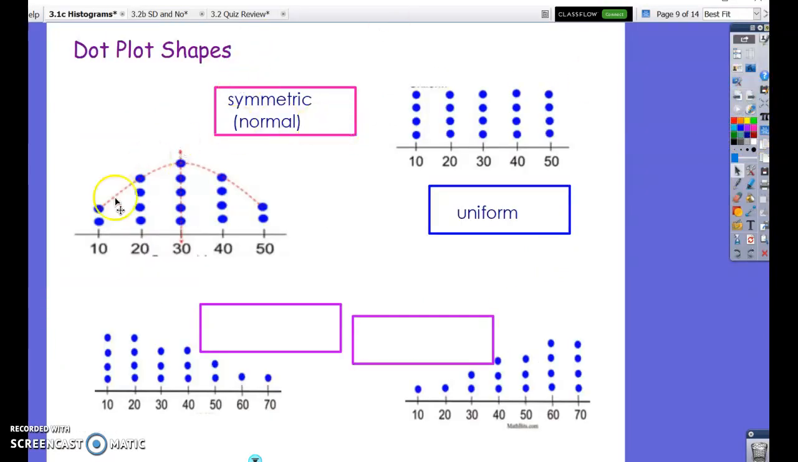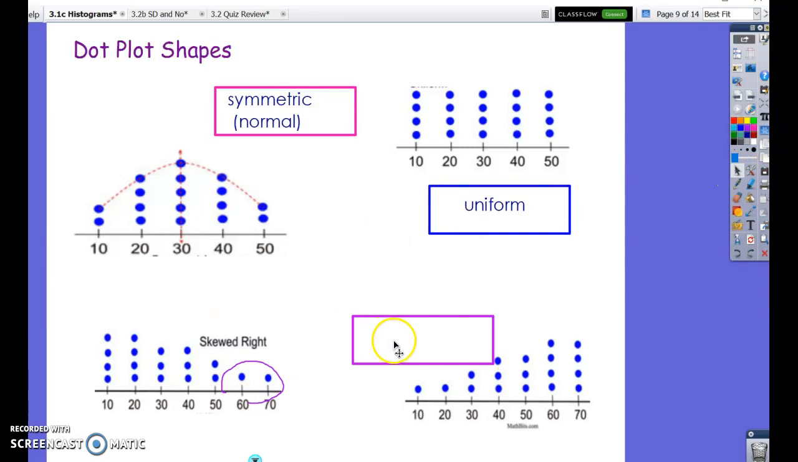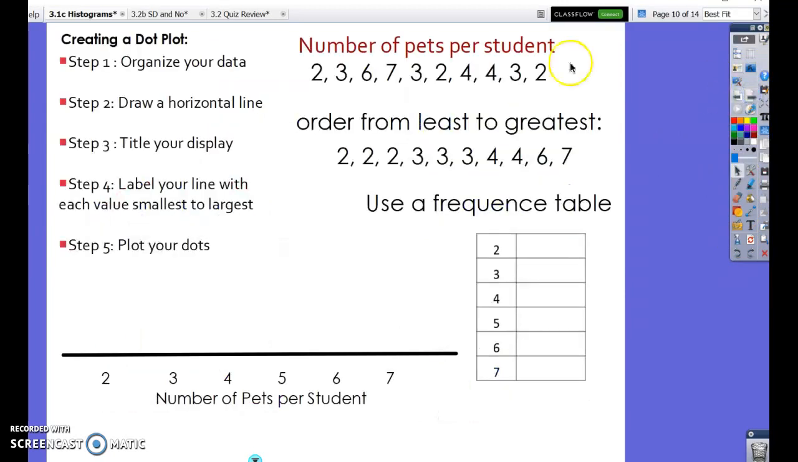Dot plot shapes, if it follows that curve, we still call it normal or symmetric. If it's uniform, so notice all of these columns are exactly the same, so they are uniform. Down here at the bottom, our skew is on the right, so that's skewed right. And over here, our skew is on the left, so that's skewed left. Those names are very similar to what we had for histograms.